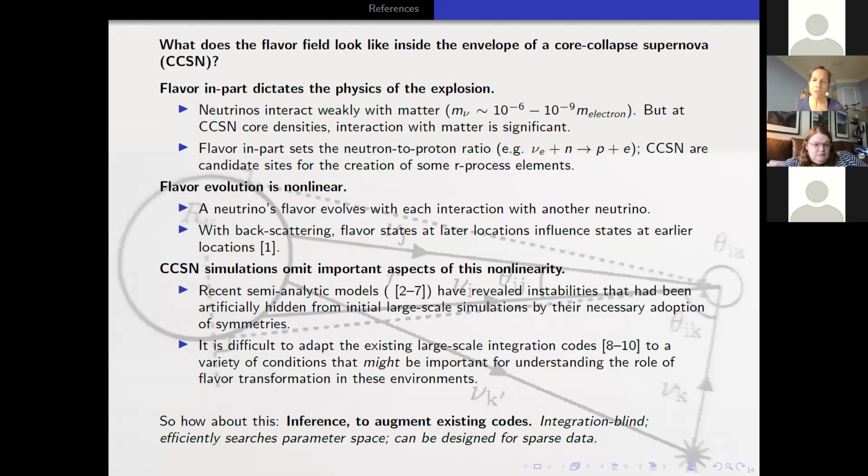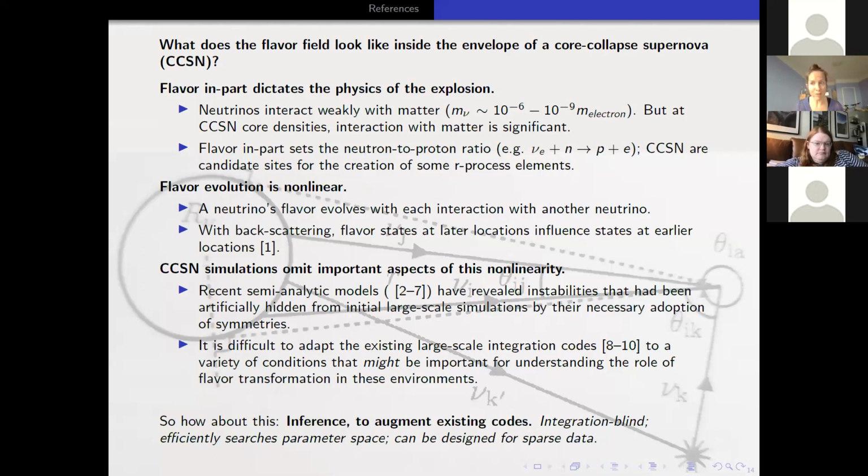It can very efficiently search a vast parameter space, ruling out regions that are highly unlikely to be relevant to your problem and homing in on regions that are highly likely to be interesting and to which you would like to point your existing large-scale, high-powered codes. And finally, it can be designed for sparse data sets. We are going to be dealing with sparse data sets.